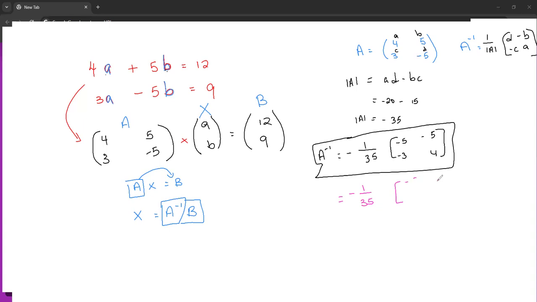Right? So it's going to be -5, -5, -3, and 4. And I'm multiplying it by B, which is 12, 9. So I'm going to multiply the matrix first. So remember, I'm just putting this here so I don't forget it. So I'm going to multiply. Remember, it's each row by each column. First times the first.